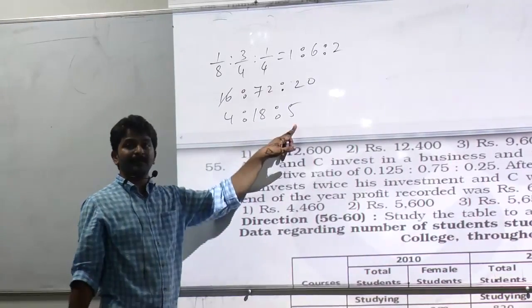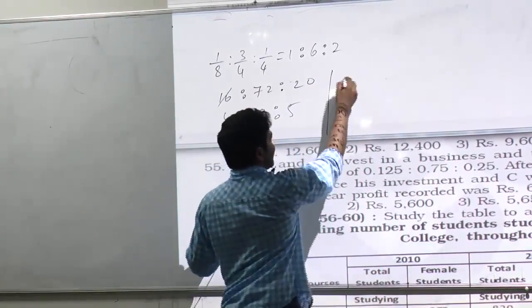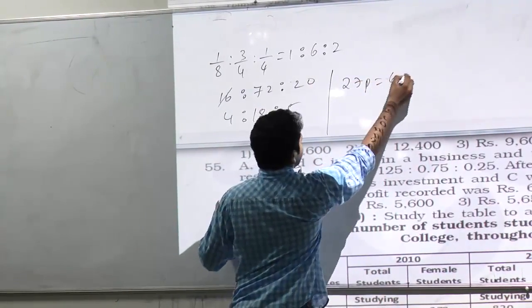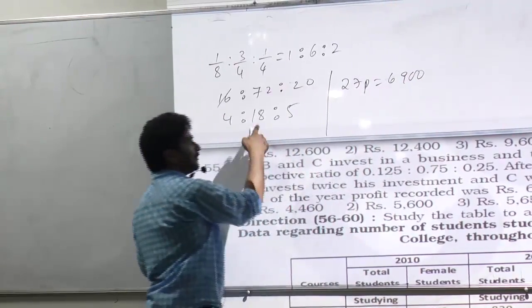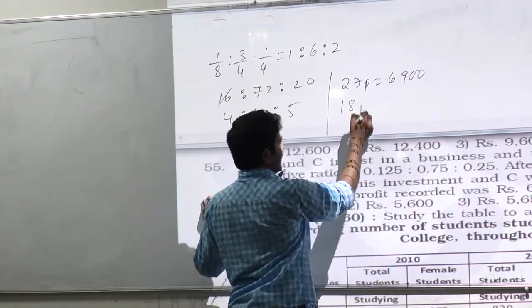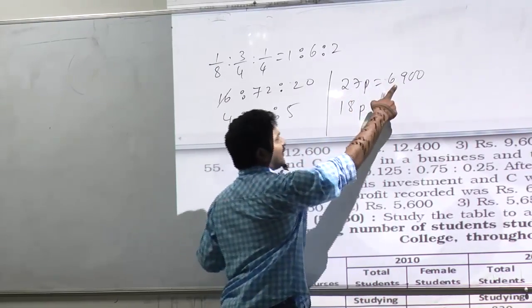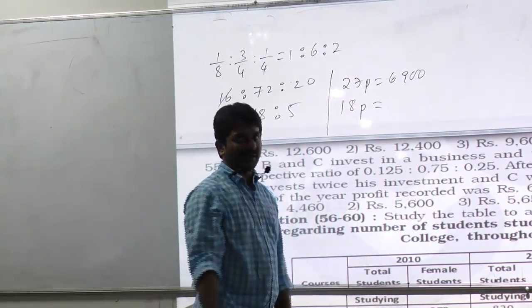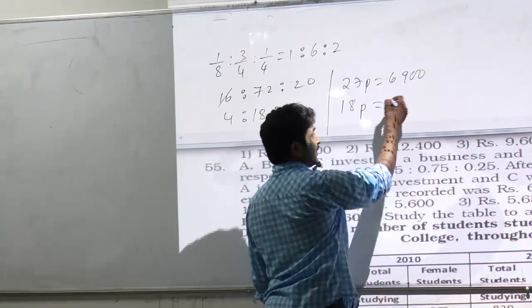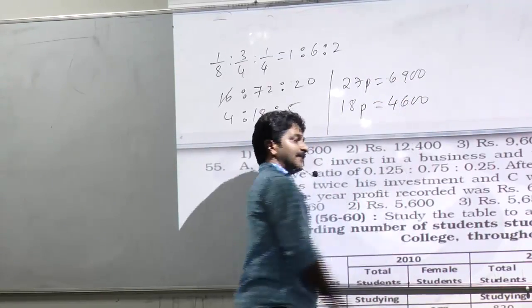Total how many parts do we have? 27 parts. 27 parts is given as 6,900, and you're asked about B's share. B is getting 18 parts. 18 is 2/3 of this number. 1/3 of this number is 2,300. 2/3 of this number is 4,600.